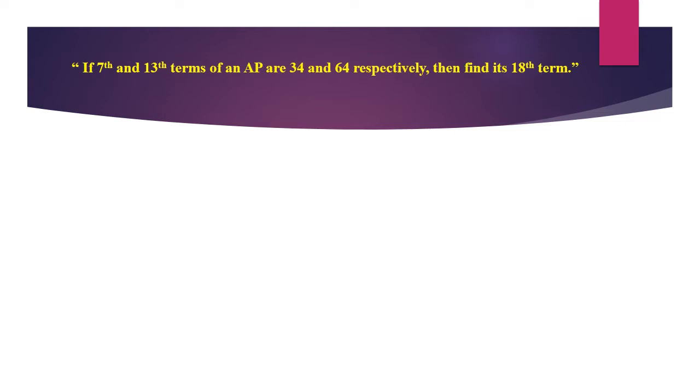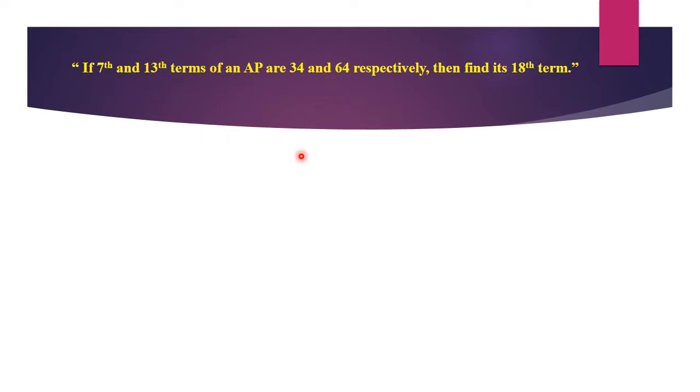Here in this question, the 18th term is asked. In order to find any nth term of an AP, we need at least two parameters, that is the first term a and common difference d of the AP. But both are not given, and it becomes very difficult to find the nth term in such a situation. But indirectly he has given the 7th term as 34 and the 13th term as 64.